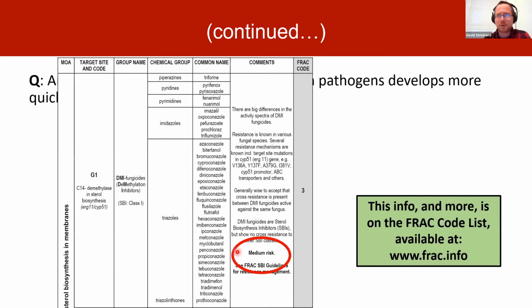If you're curious about what the risk profile is for resistance development for the FRAC groups that you are using in your fields and orchards, I encourage you to go to www.frac.info and download the FRAC code table. This is a segment of it specifically for the DMIs, FRAC group 3. You go hunt down the FRAC code that you're interested in, 3 in this case. And if you look in the comments, it'll tell you what the risk is. In this case, for the DMIs, for 3, it's medium risk.